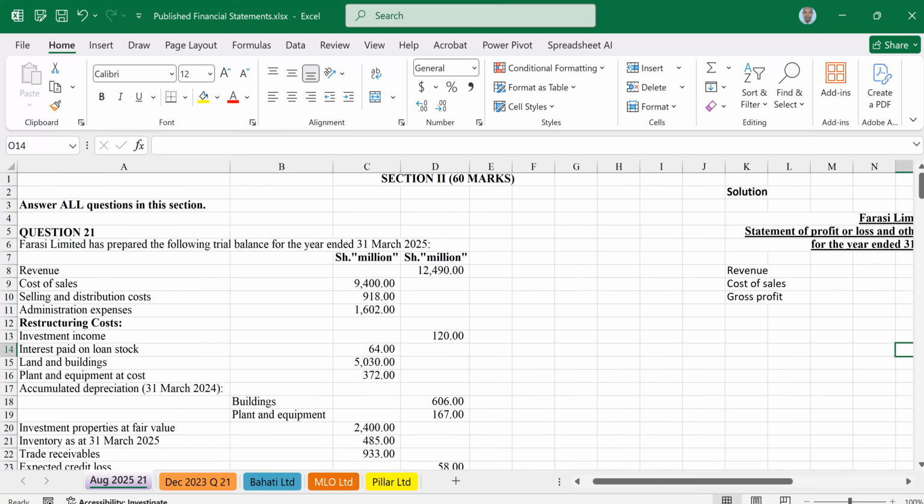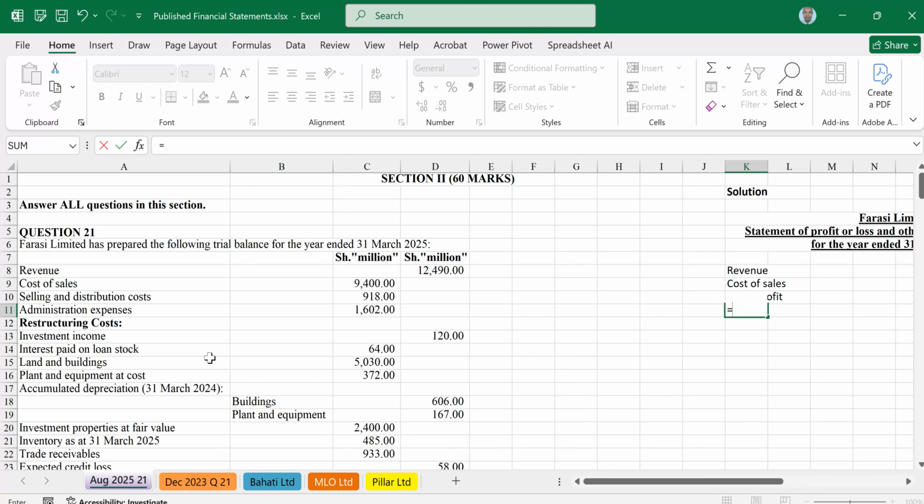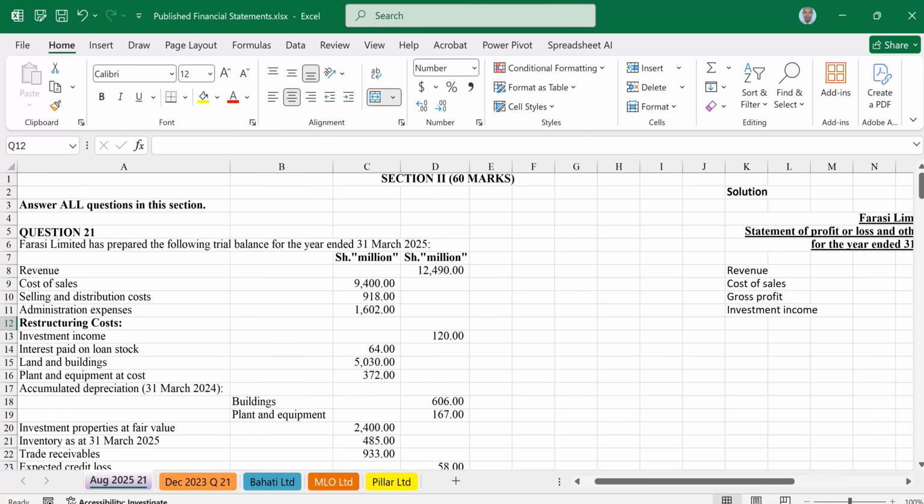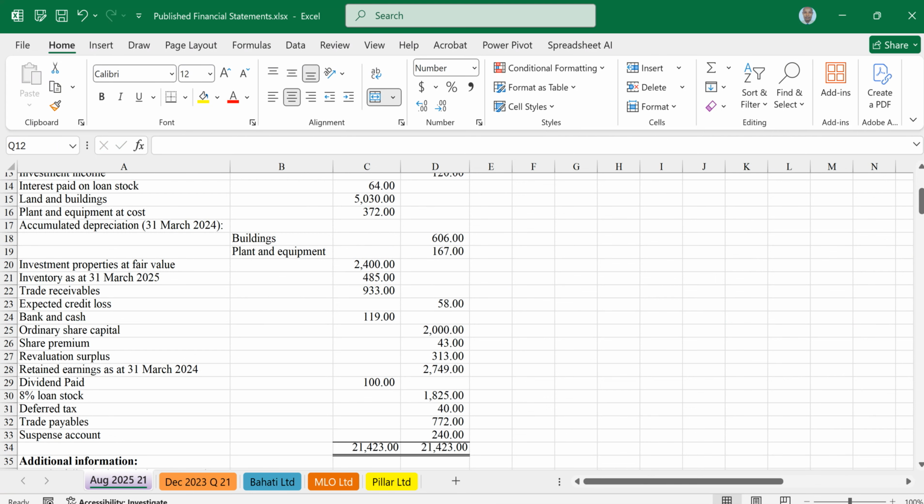After getting gross profit, we have investment income. So the investment income can be put there. It wasn't affected. So the investment income remains 120. Any other income?